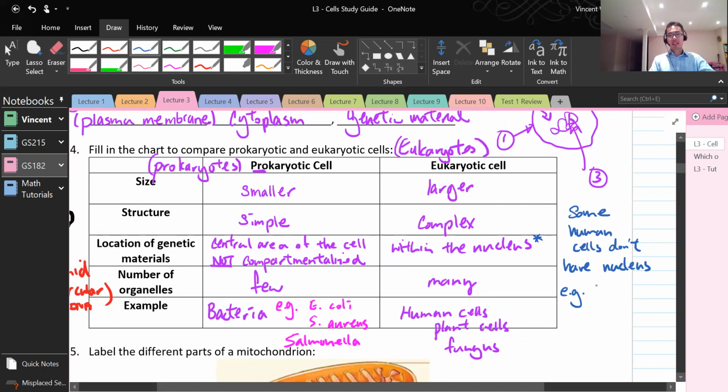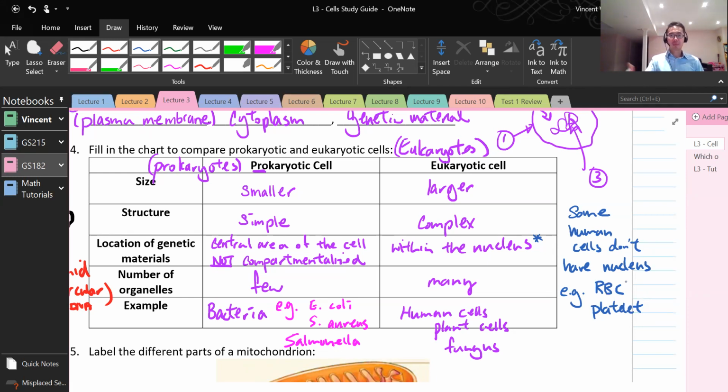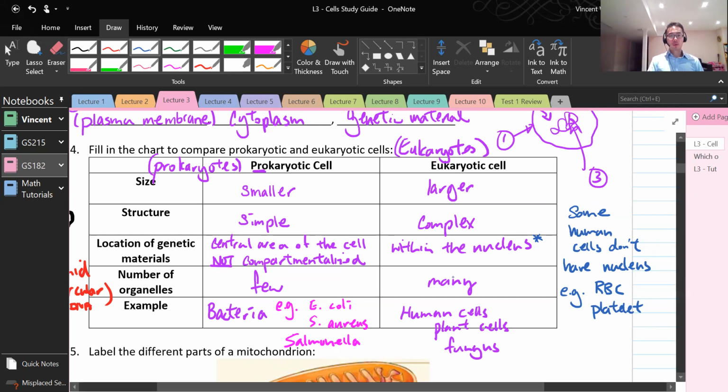Yes, Tyler said RBC, that's correct. Red blood cells, right? Another example is platelets. These things help you clot the blood. They do not have a nucleus. So there are exceptions, right? In science, it's not always binary, not always this or that. There are some exceptions, some gray area.